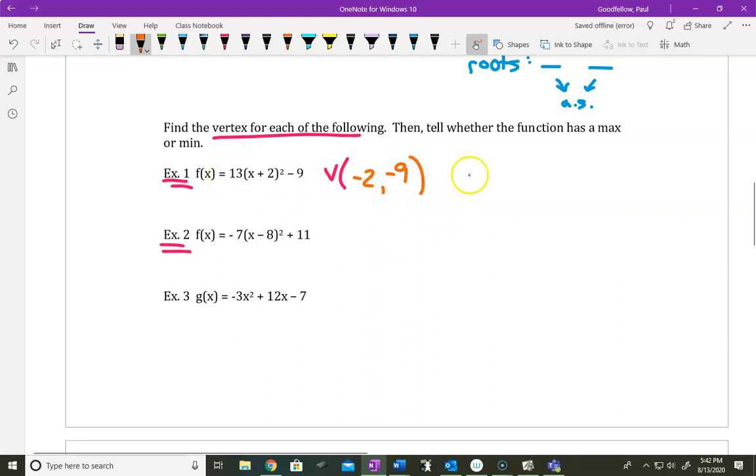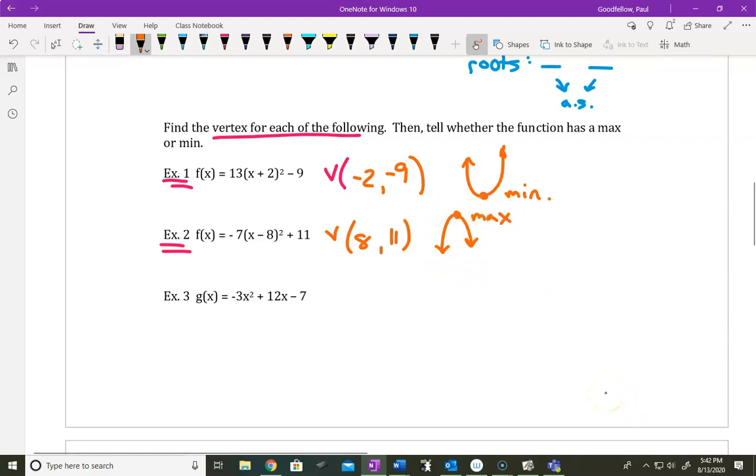And since the parabola is an upward parabola, that vertex would be at the bottom of the quadratic and ultimately would represent a minimum. It's the lowest possible value. Same goes for this one. Vertex would be 8 and 11. The parabola would be going down because it's negative, which would end up making it a maximum.